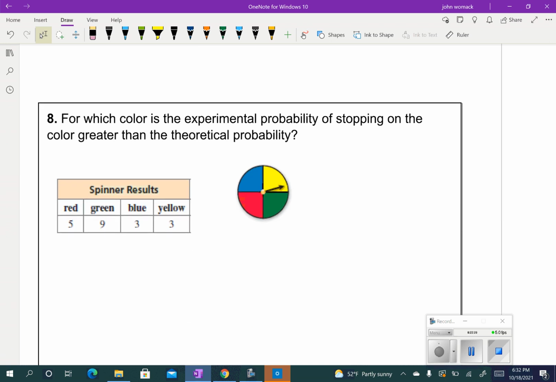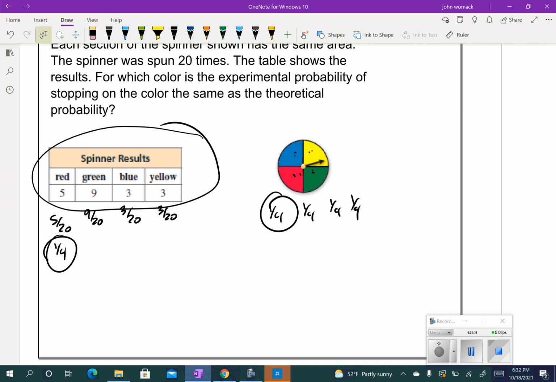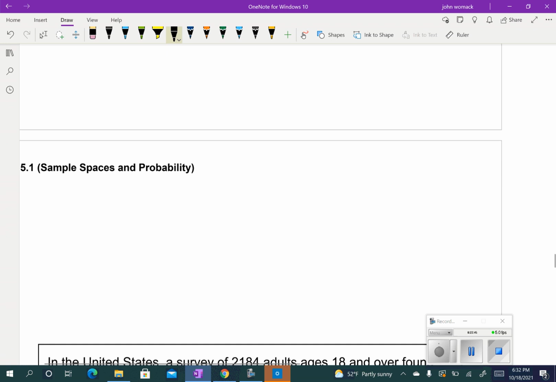For which color is the experimental probability of stopping on the color greater than the theoretical probability? This is the same question as up above. We can look back up here and see what we got. Let's see. Is it 9 out of 20 greater than 1/4? So it would be the green. The blue and the yellow, the theoretical came out to be a larger probability than the actual, right? 3/20 is less than 1/4 on that one. Hey, last thing you need to know.